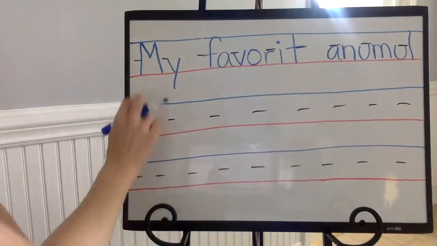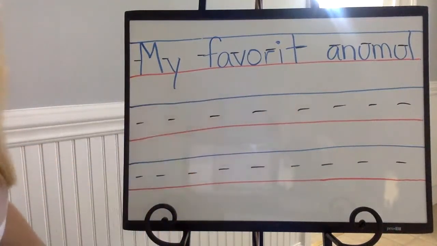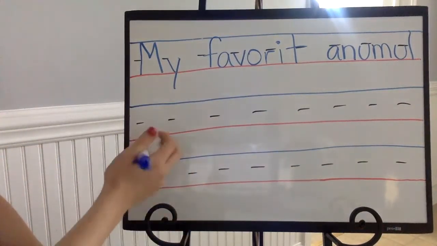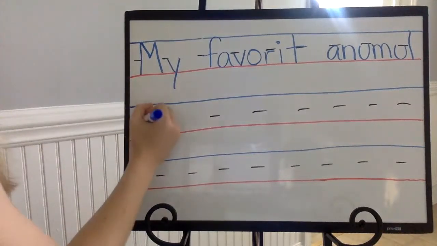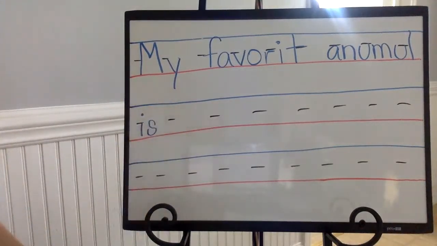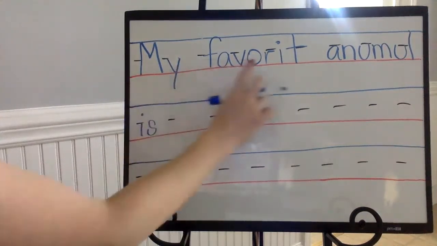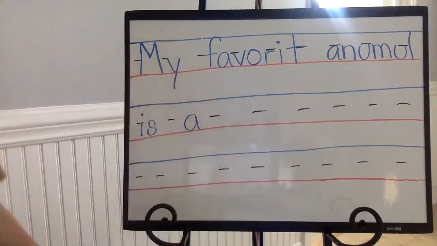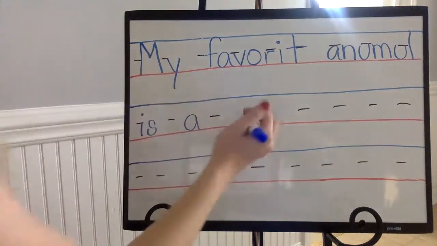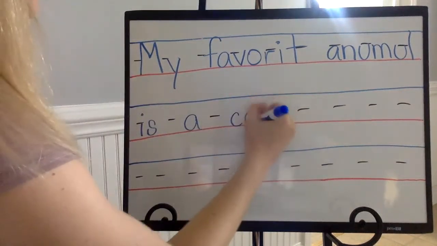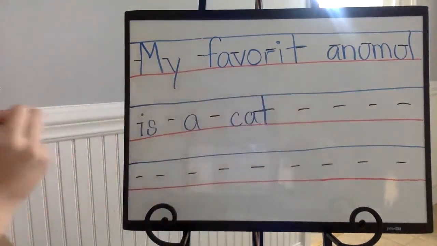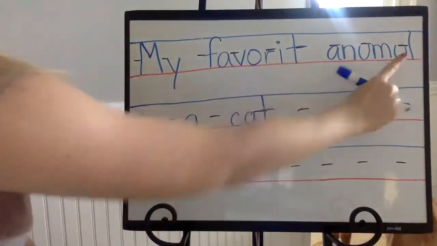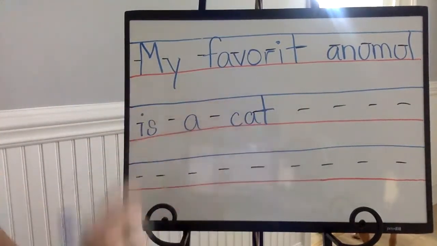Now what I'm going to do is. Do I write in here? No, that is not my writing zone. I come right down here. Is. All right, so I have my favorite animal is a, okay? So my favorite animal, let's say cat, okay? So I'll sound it out. Cat. Okay, so my favorite animal is a cat.